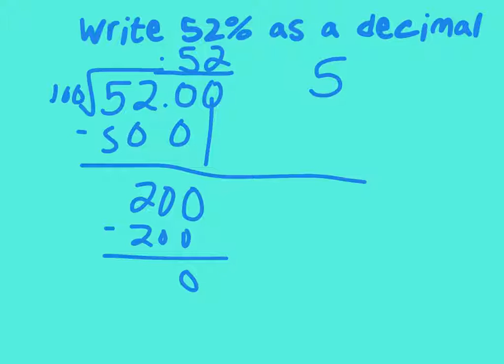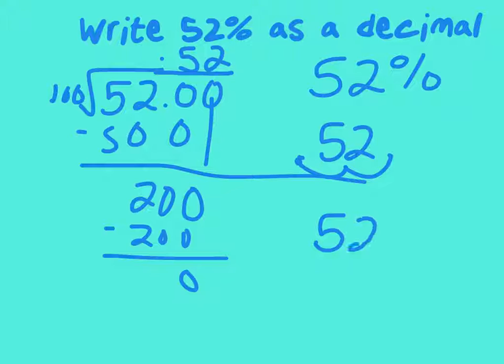The other way that you could do this, and I would pay attention here because this is the way that I would like to do it, is first I just turn that percentage sign into a decimal point, and then I move that decimal point 2 places to the left. So my answer would be 0.52, and that is going to be 52% as a decimal.